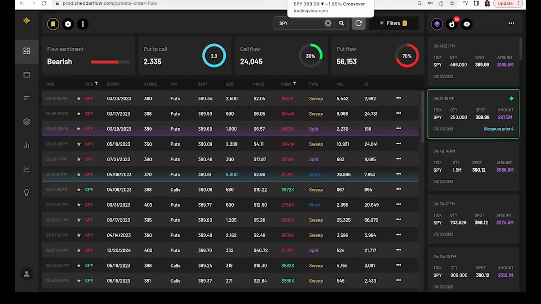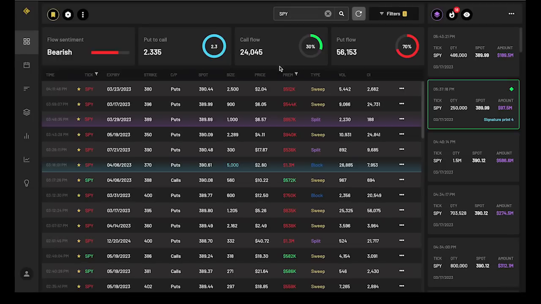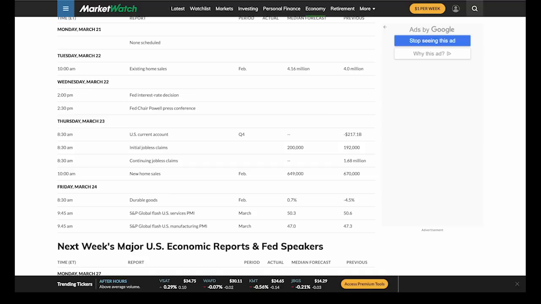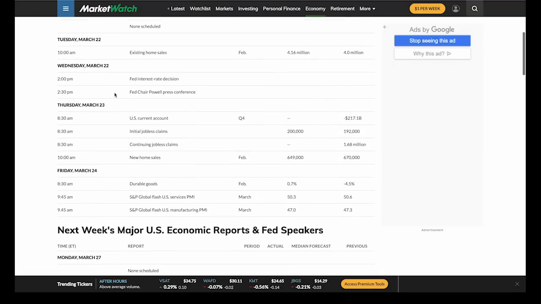Today we got to talk about a big catalyst this week. This is the option flow, but before we talk about the option flow, this Wednesday we got FOMC. The Fed's going to talk about how much they are going to raise the interest rates. It's going to be interesting, and I believe it's going to give us some nice catalysts that will trigger some nice volatility for us to trade.